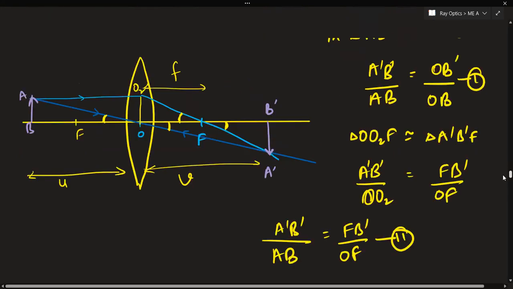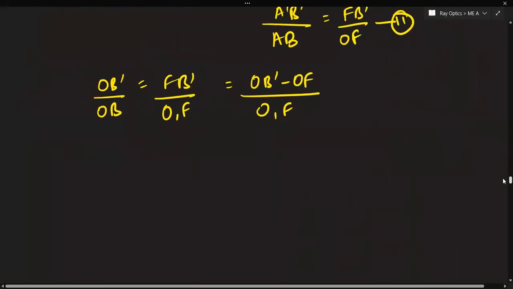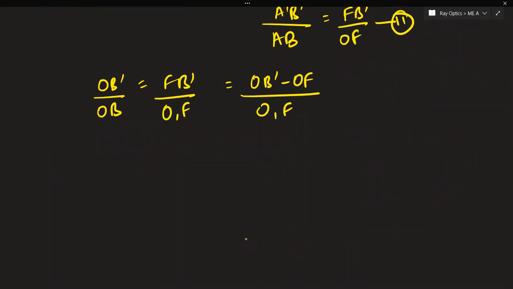Look here once. OB is object distance, minus u we will take. OB dash is image distance, plus v we will take. OF, or O1F you can write, this is focal length. Instead of writing O1F, I'll write OF only, because everywhere I have written it OF.